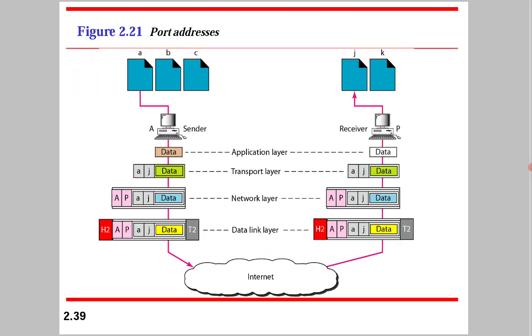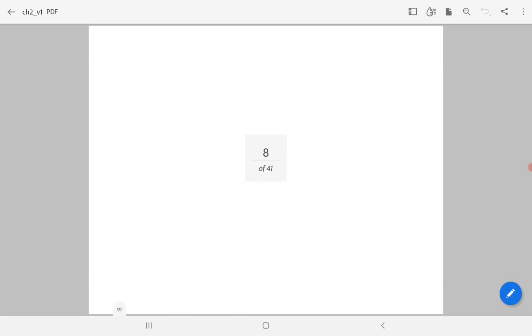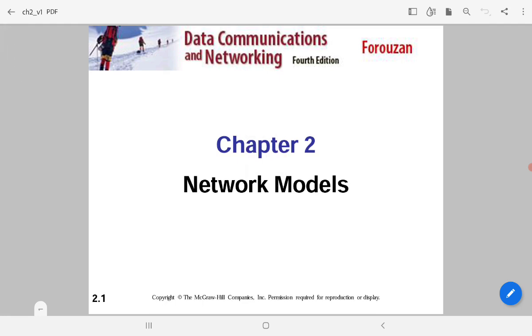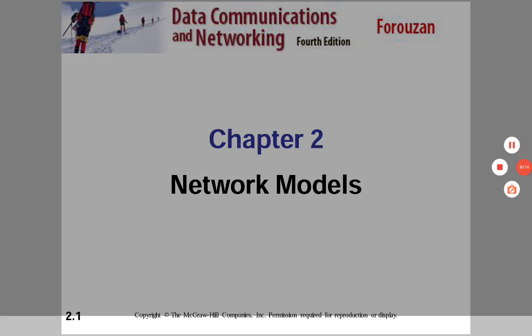So these are the two network models. Both are essay type questions. They are called the network models. First one is the OSI, Open Systems Interconnection model, and second one is the TCP/IP model. Both are essay type questions from Unit 2.